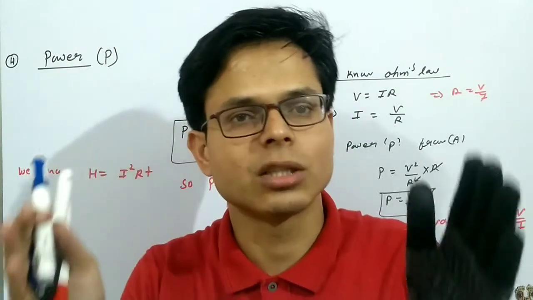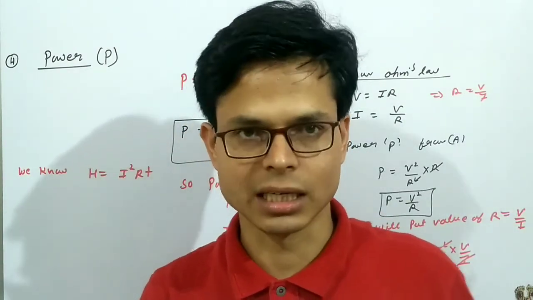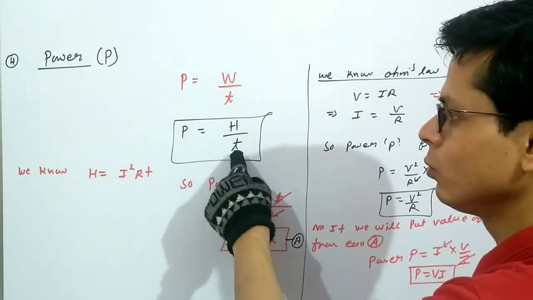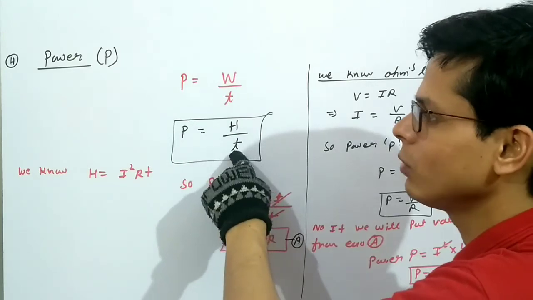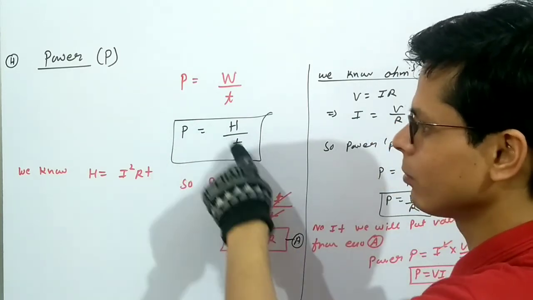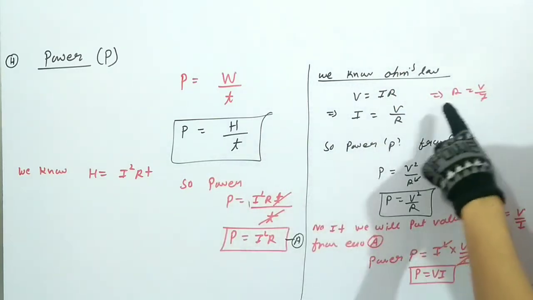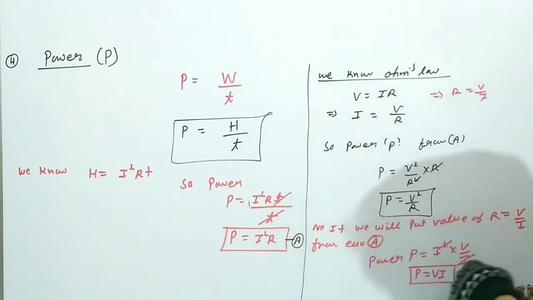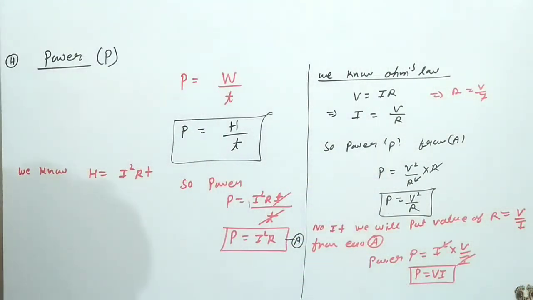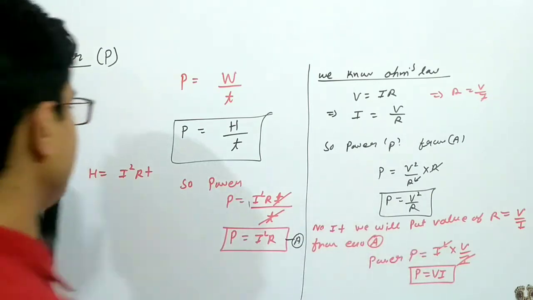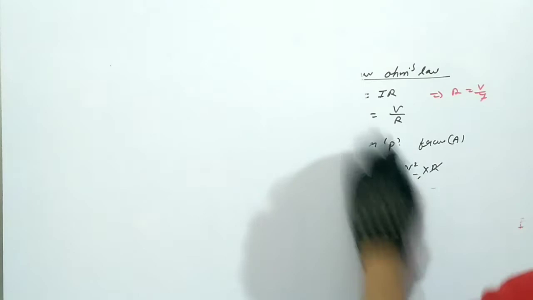When we connect a conductor through a battery, the battery provides heat, and that heat is taken by the conductor. So we write heat consumed by a conductor per unit time is called power. So power P equals heat upon time. Heat H equals I square RT. So this is the first form. Then by using Ohm's law, we convert it into different forms. Is it clear? Any one form you can use according to the condition given to you.